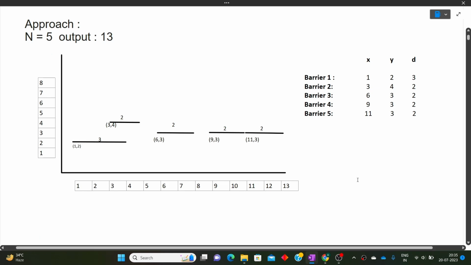So guys, now let's just discuss the approach. For discussing the approach, I have made this diagram and I have tried to cover each and every possibility of the barriers that you can have in this particular diagram.